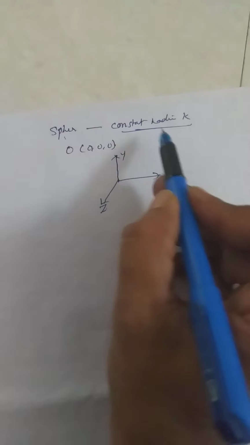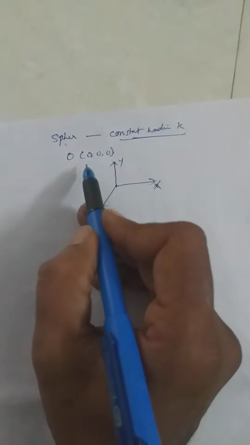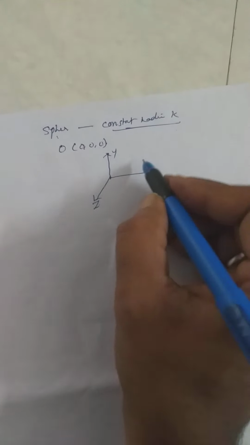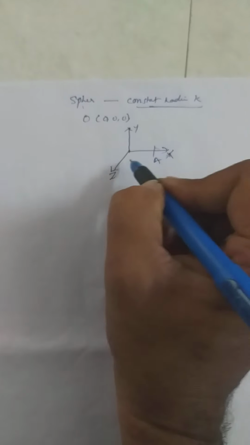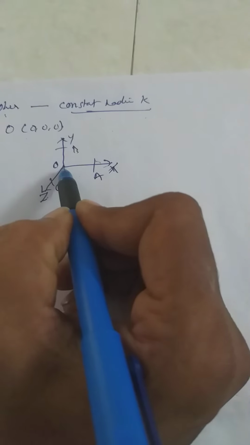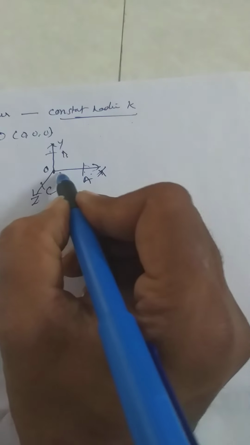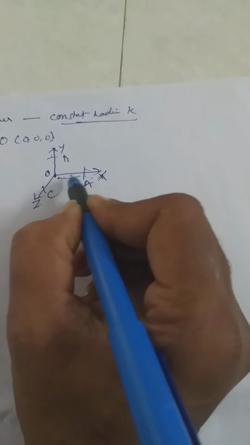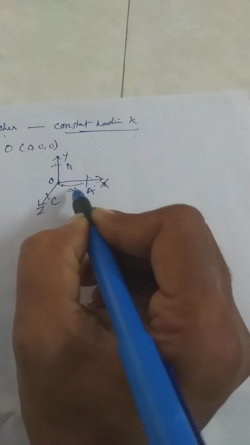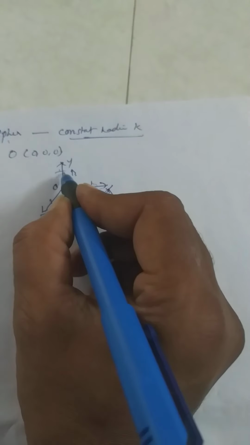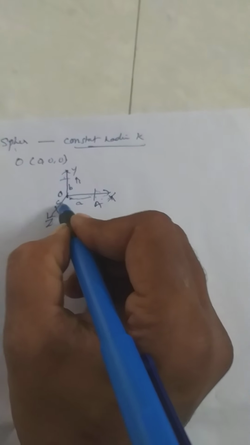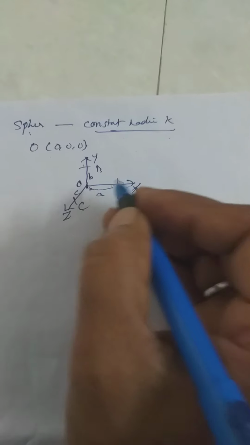The sphere with constant radius k passing through the origin cuts the axes in A, B, C, right? Now this is O. The sphere is passing through this point and cuts the axes at the points A, B, C. Now we don't know the distances, no? The distance between O and A is small a, this distance is equal to small b, and this distance is equal to small c, say, right?